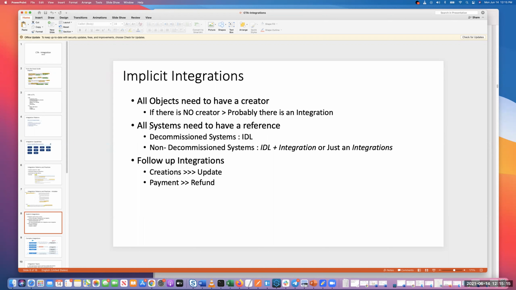Also, once you do the system landscape, all systems need to have some kind of reference. For example, if it's a decommissioning system, there's usually an initial data load that you have to bring.